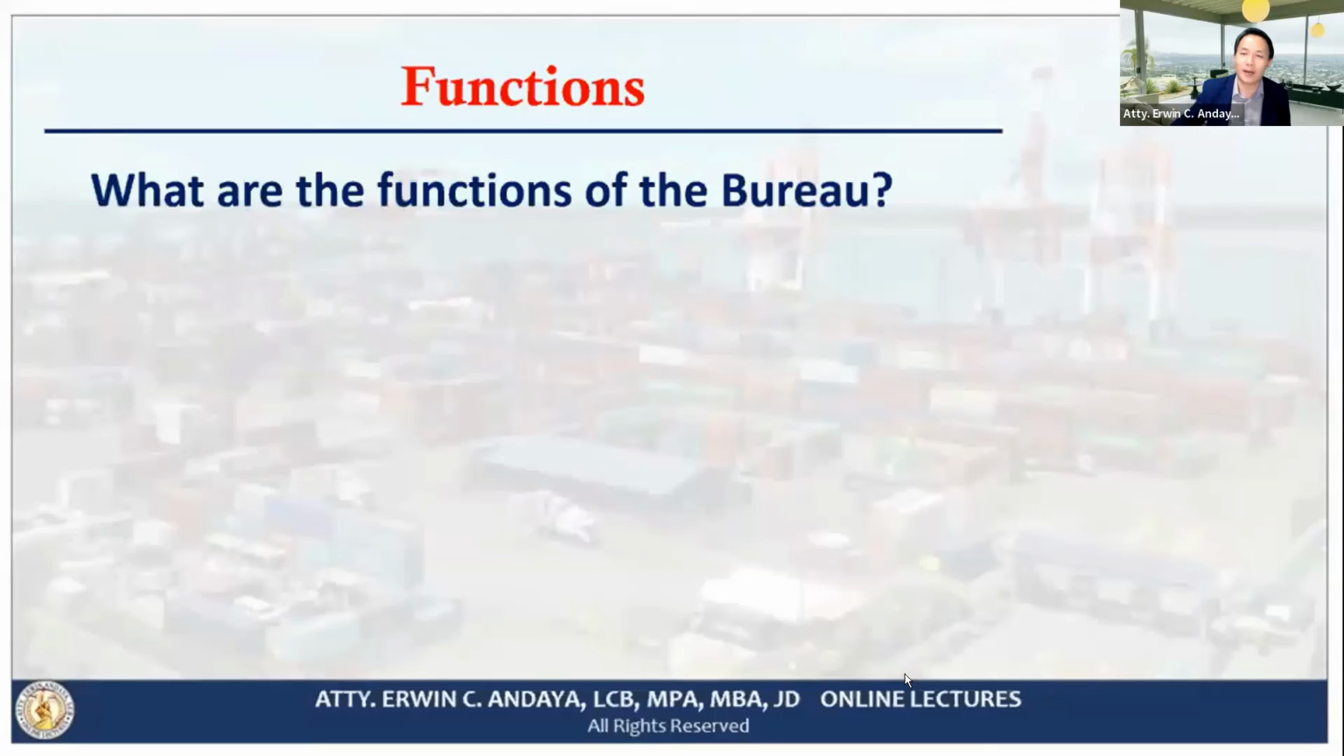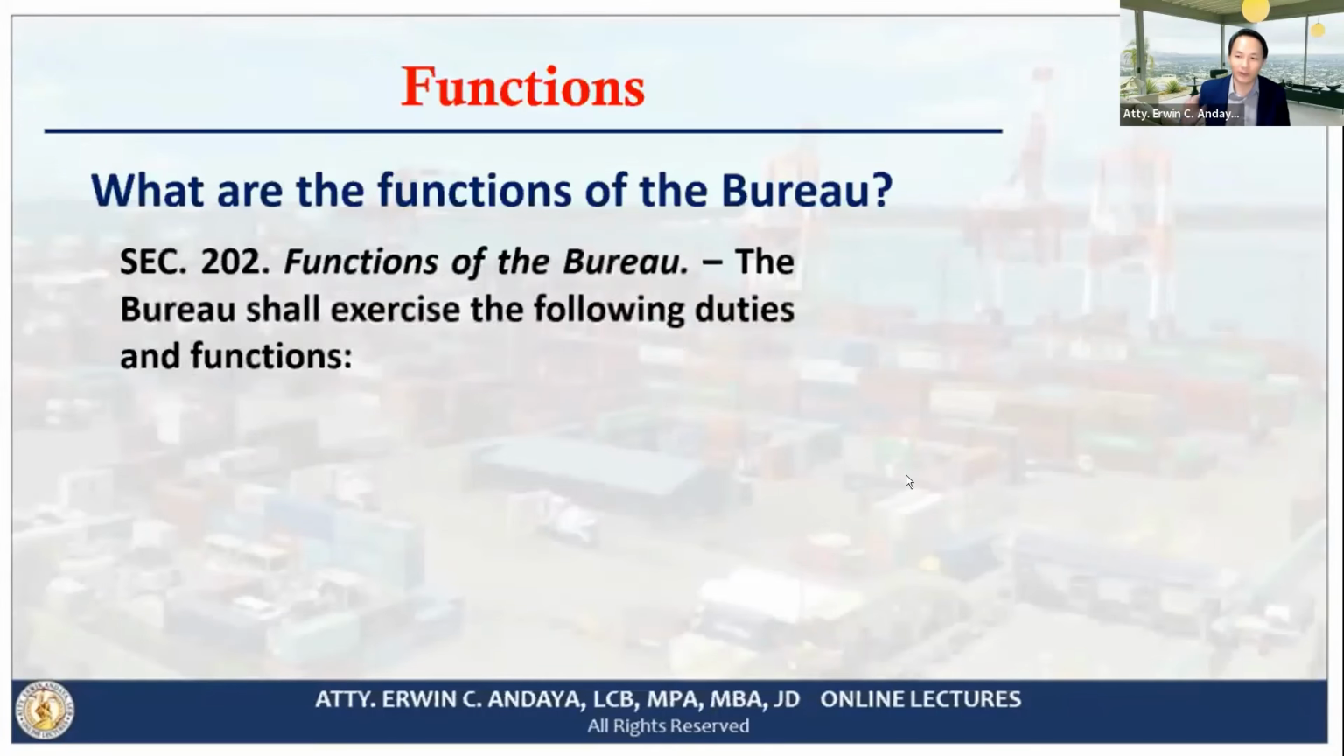How many are we na ba? We are 271 in the Zoom meeting room. So can anyone tell me even one function of the Bureau of Customs? Okay. Kasi in what section of the CMTA can you find the functions of the Bureau of Customs? Very good. Section 202. Okay, Section 202 provides for the functions of the Bureau of Customs.